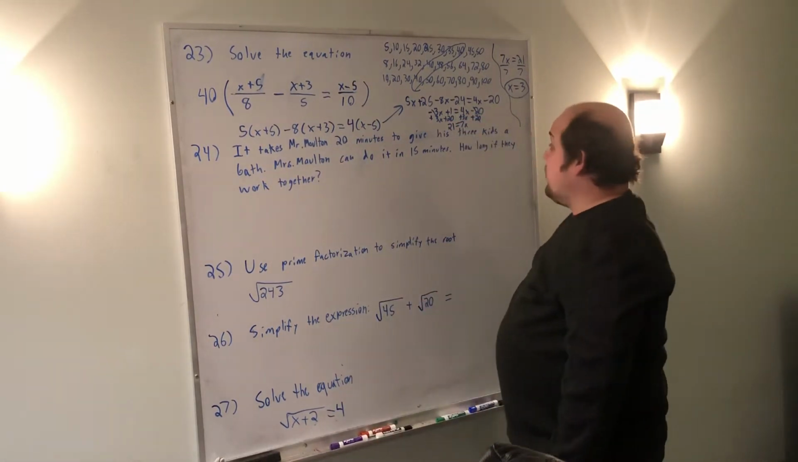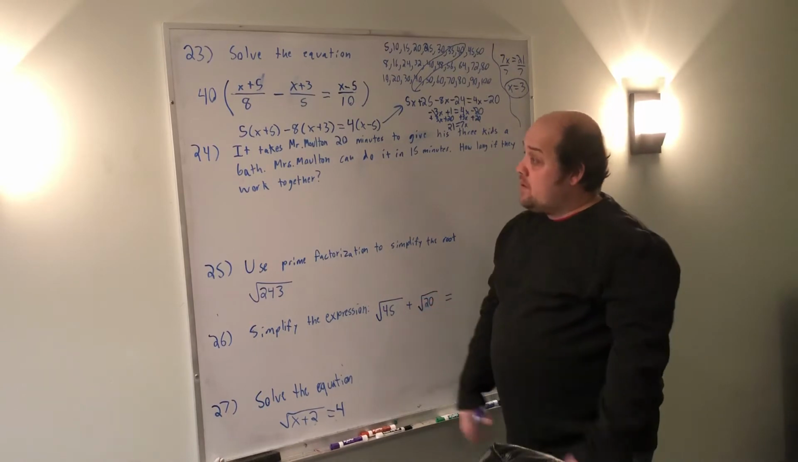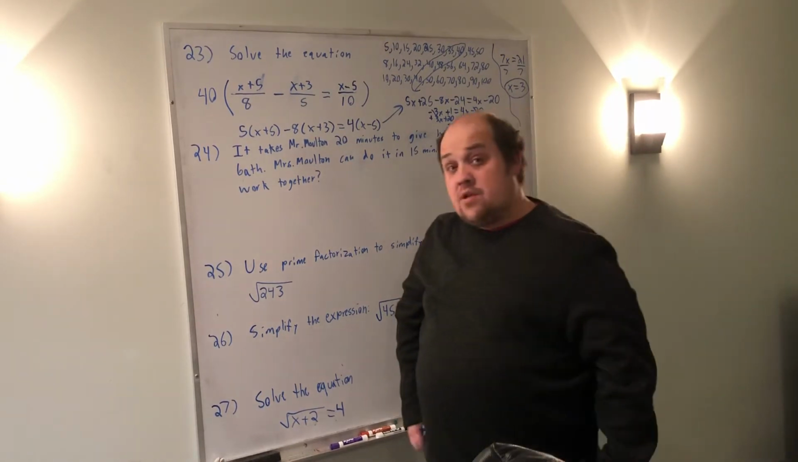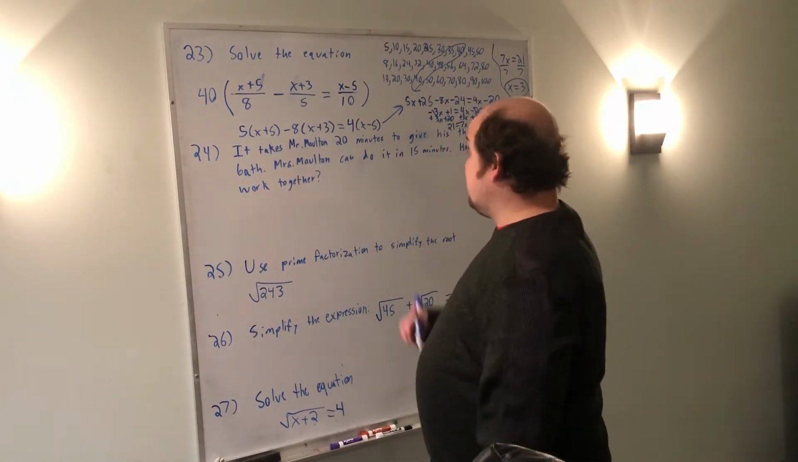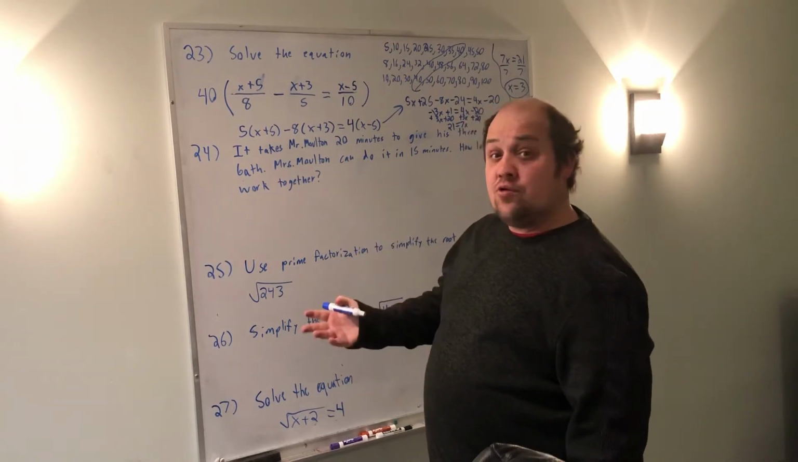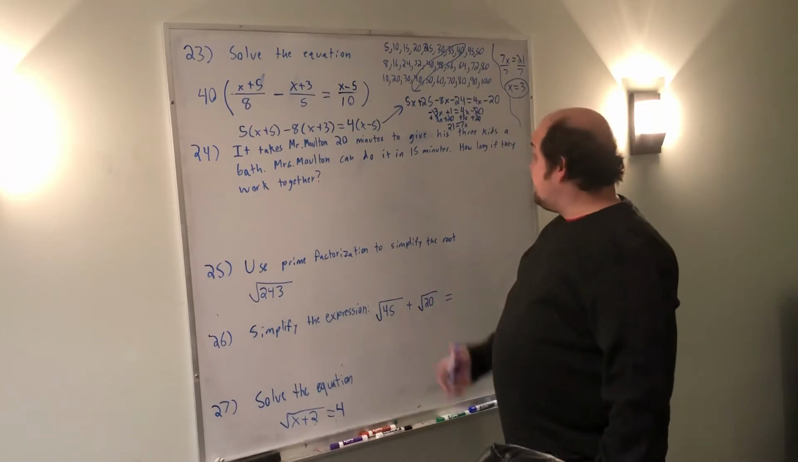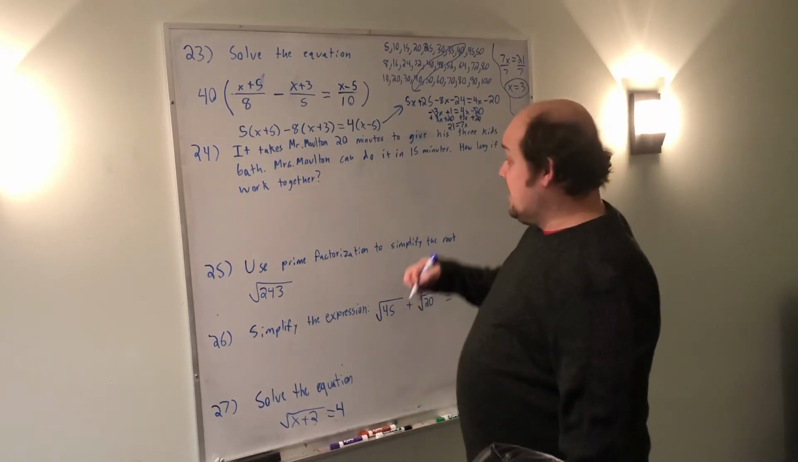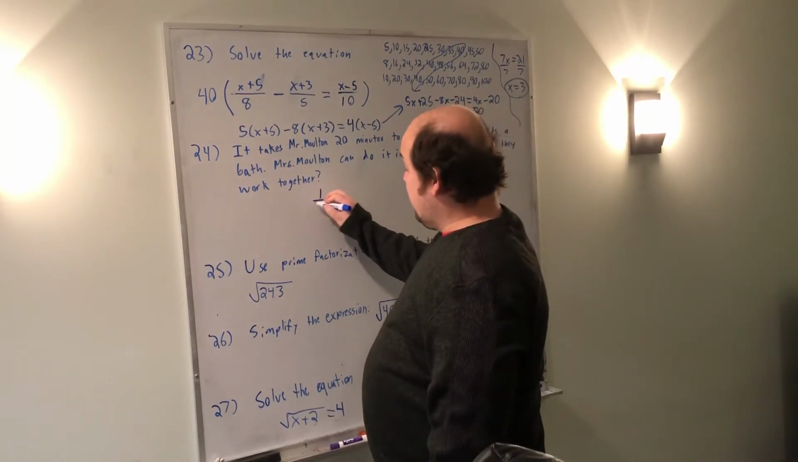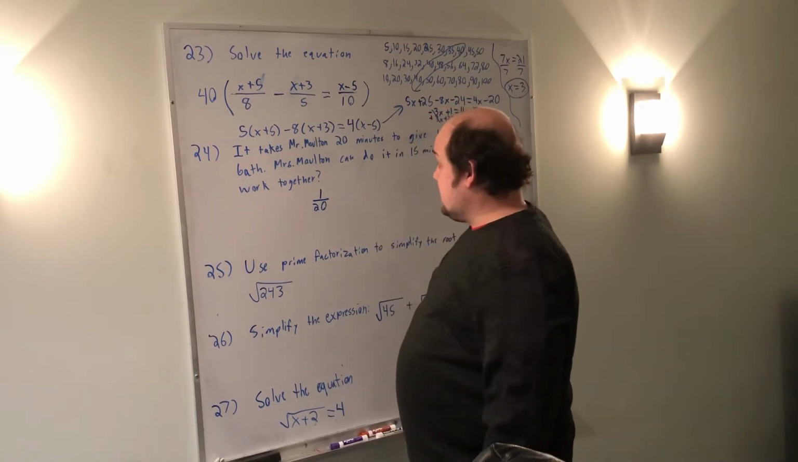Question 24 is one of these problems where I have two different people who can complete a task in a set amount of time. The way you want to set up these problems is how much they finish in a single unit of that time. So if Mr. Moulton can complete baths for all three of his kids in 20 minutes, that means it takes him 1/20th of a minute to complete the task.